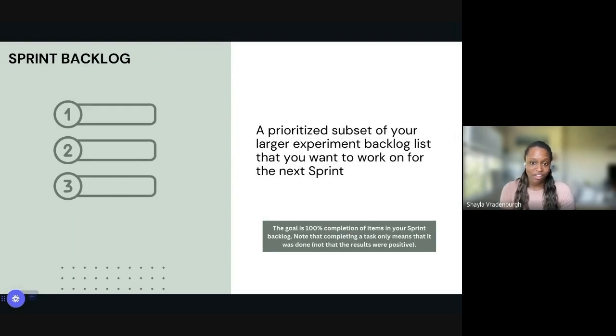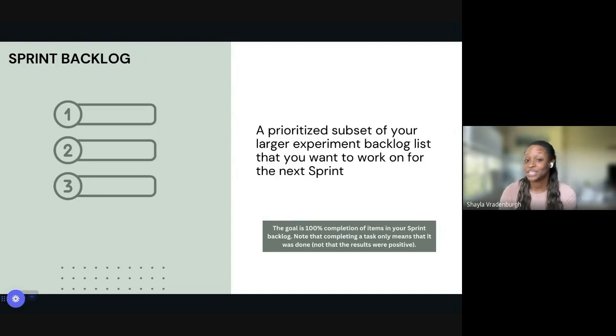Next is the sprint backlog. So the sprint backlog is going to be a prioritized subset of your larger experiment backlog. And these are going to be the things that you're aiming to complete during your sprint. There's a couple things about the sprint backlog. One is that the goal is 100% completion of all items in your sprint backlog.